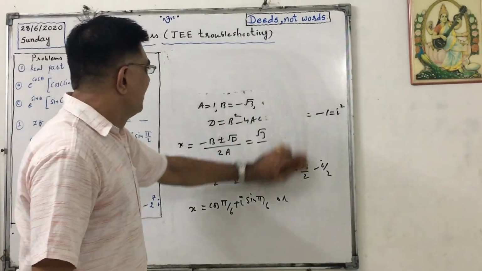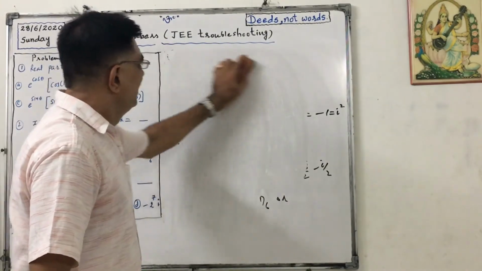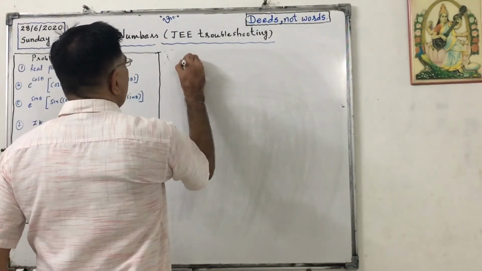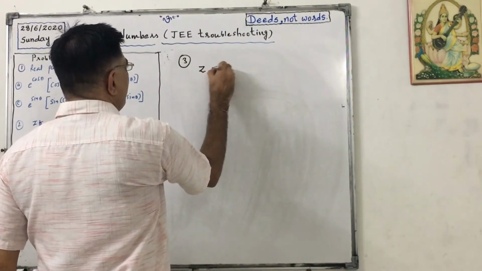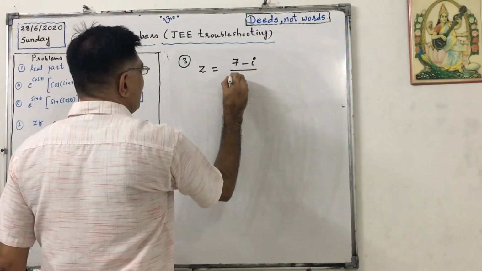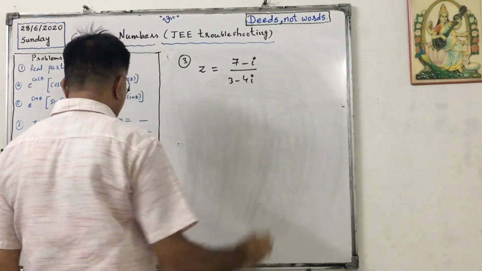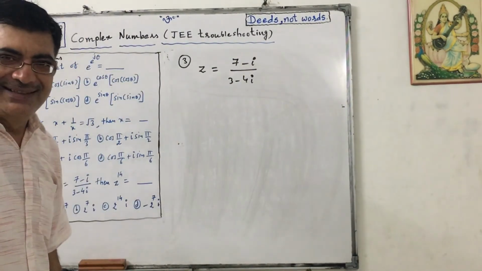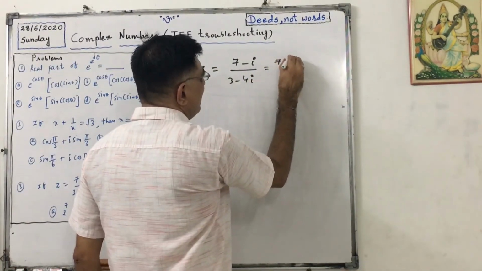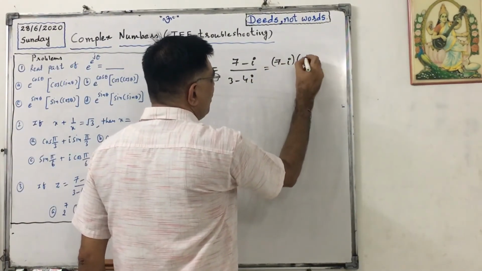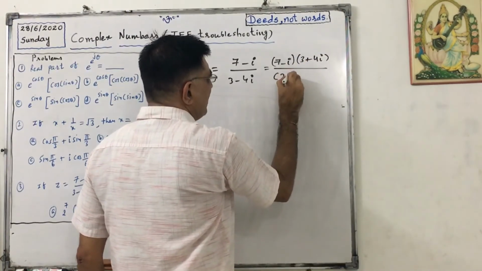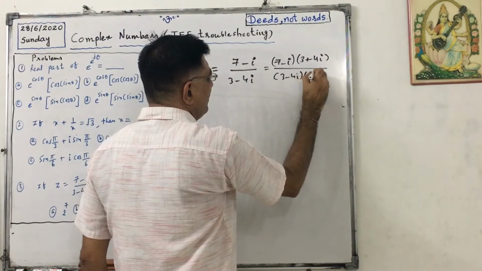Now third one. We are given z equals 7 minus I upon 3 minus 4i, and we have to find z raised to 14. First of all, simplify this by multiplying by the conjugate of the denominator, so 3 plus 4i upon 3 minus 4i into 3 plus 4i.